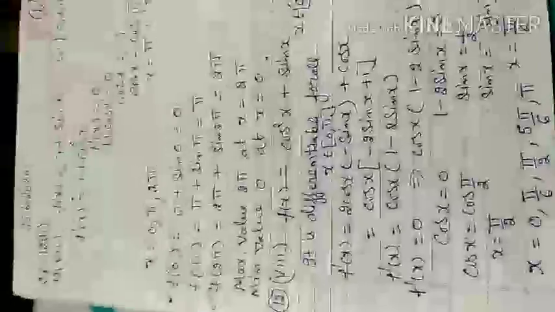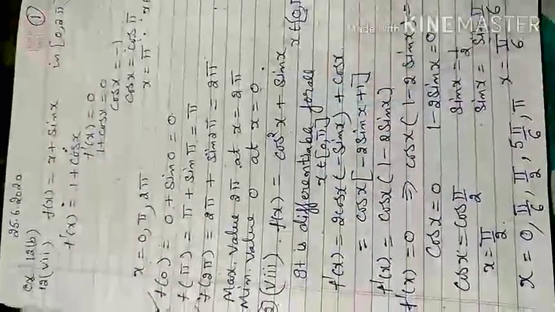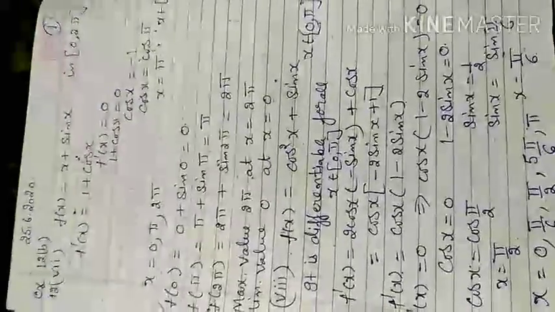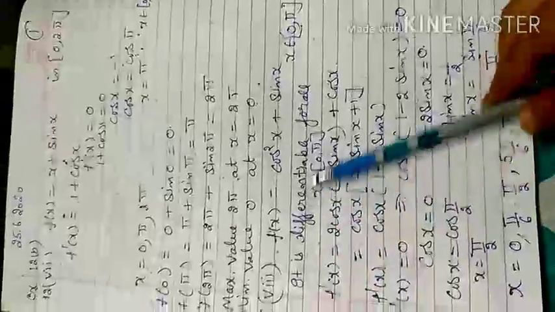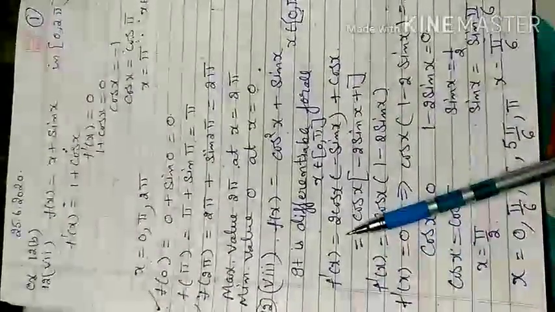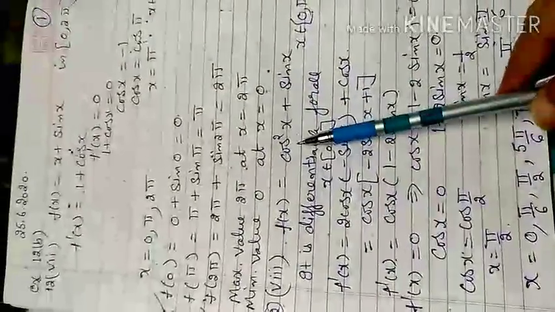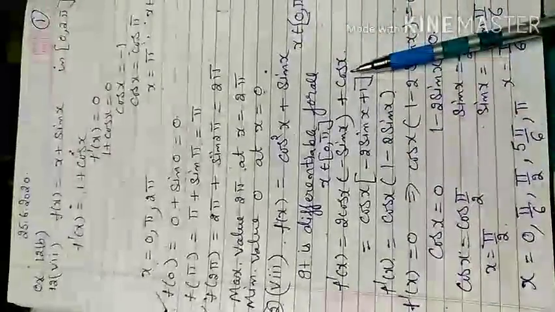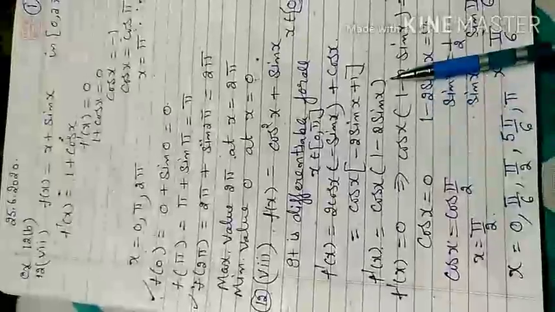Now the 12th question, 8th part. f(x) = cos²x + sin x. That is the next question of your Exercise 12B. Here our interval is 0 to π, so it is differentiable for all x belonging to [0, π]. Now f'(x): cos²x differentiates to 2 cos x (-sin x) and sin x differentiates to cos x. Taking cos x common, that will be cos x (1 - 2 sin x).